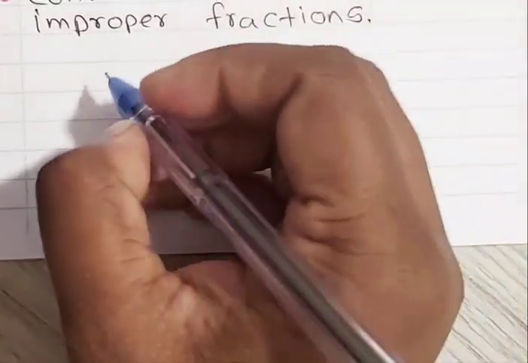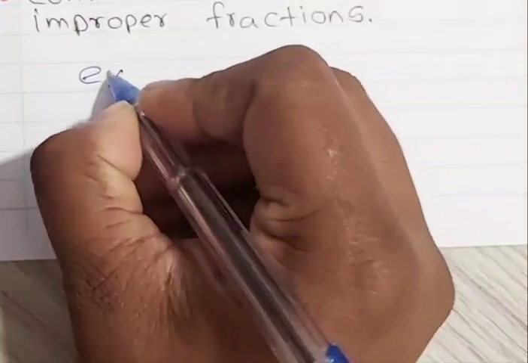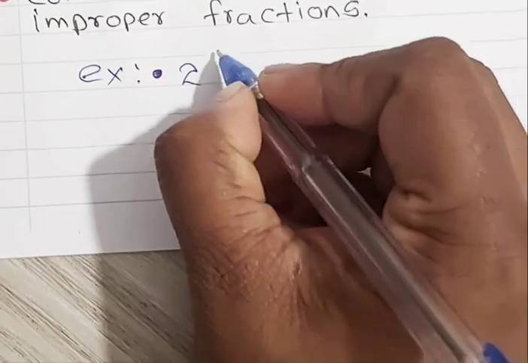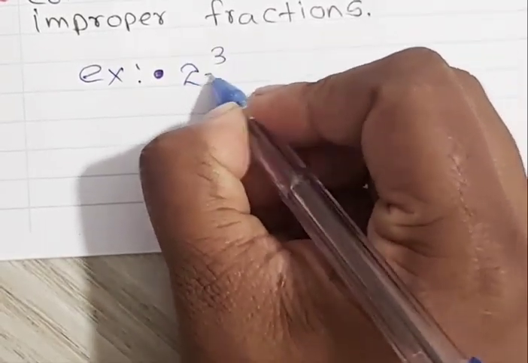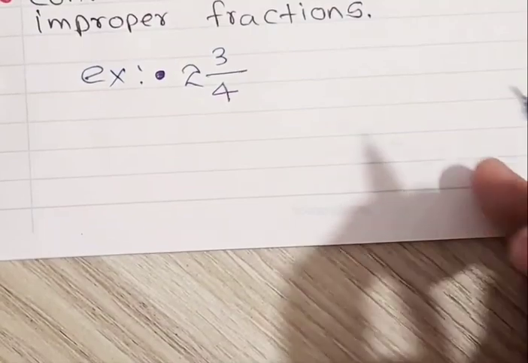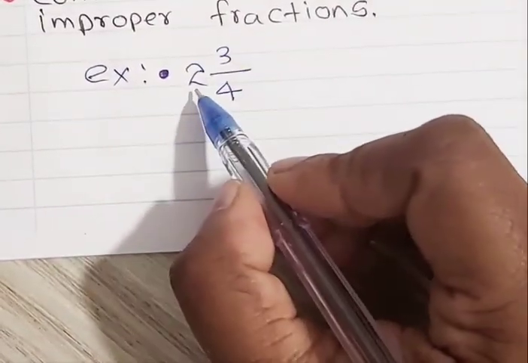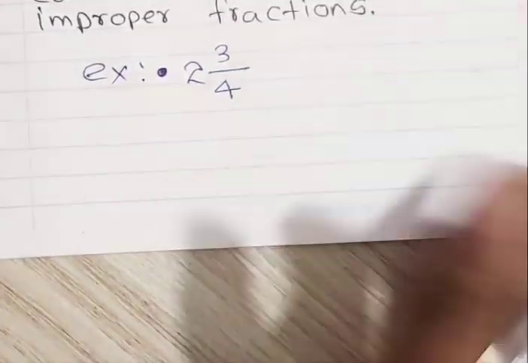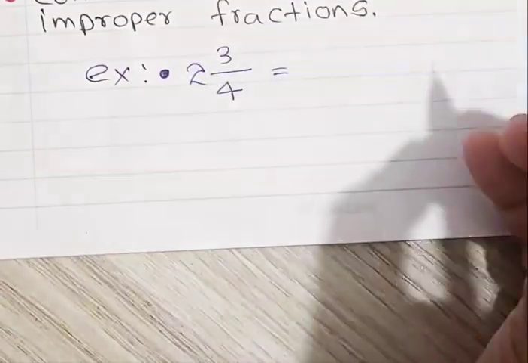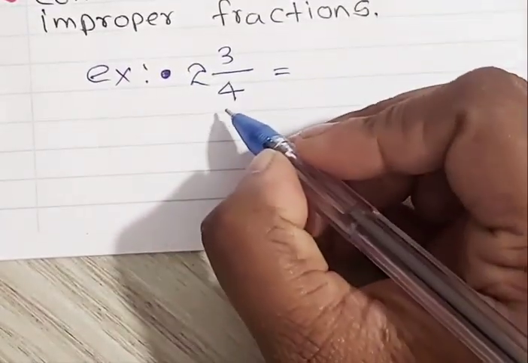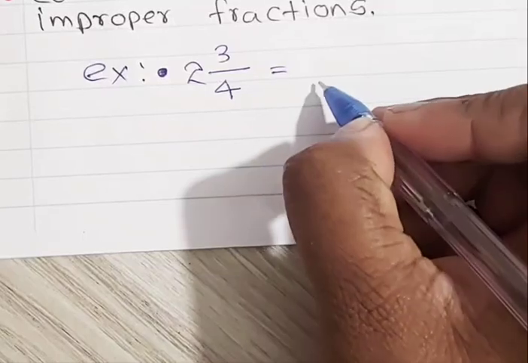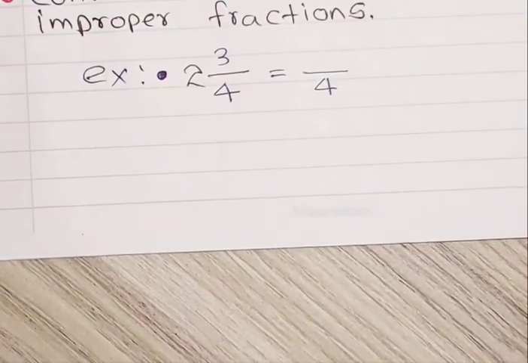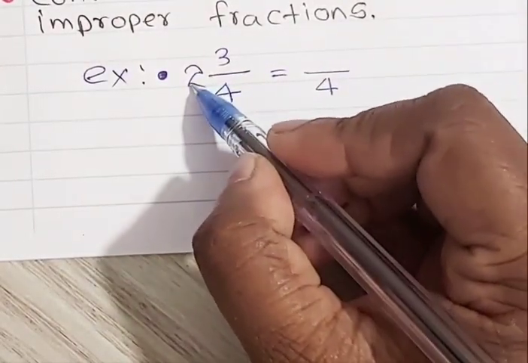So I am taking an example here: 2 and 3 over 4. This is the mixed number. This 2 is the whole number and 3 over 4 is the proper fraction. Now if you need to convert this into an improper fraction, don't change the denominator. We write the denominator in the same way. After that we multiply the denominator with the whole number.